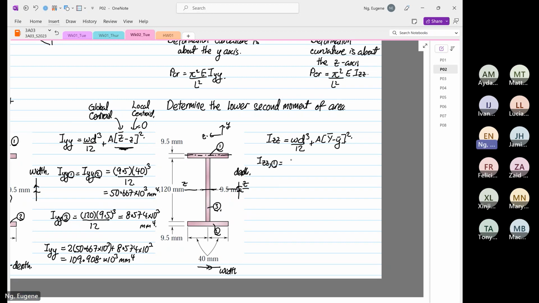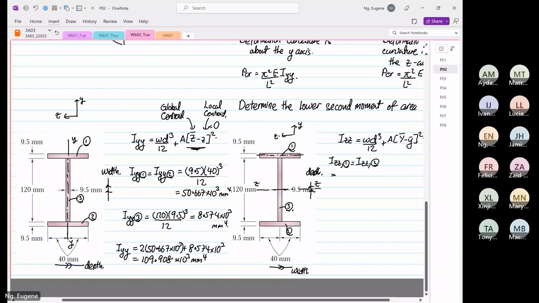Okay, right? So from here, we know that IZZ 1 is equal to IZZ 2. So this will be equal to the width. The width is equal to, oh, I think I got this wrong. I do apologize. The 40 is per side. Sincerely apologize. So my value is wrong. So this is 80.